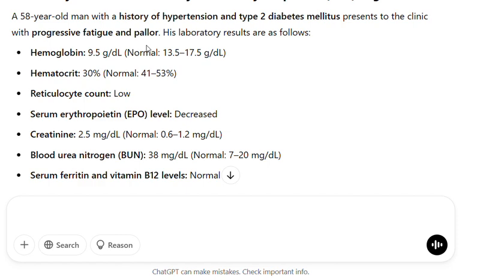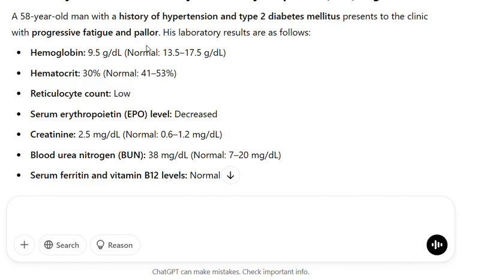Hemoglobin, 9.5 gram per dL, normal 13.5 to 17.5 grams per dL. Hematocrit, 30%, normal 41 to 53%. Reticulocyte count, low. Serum erythropoietin, EPO level, decreased. Creatinine, 2.5 mg per dL, normal 0.6 to 1.2 mg per dL. Blood urea nitrogen, BUN, 38 mg per dL, normal 7 to 20 mg per dL. Serum ferritin and vitamin B12 levels, normal.